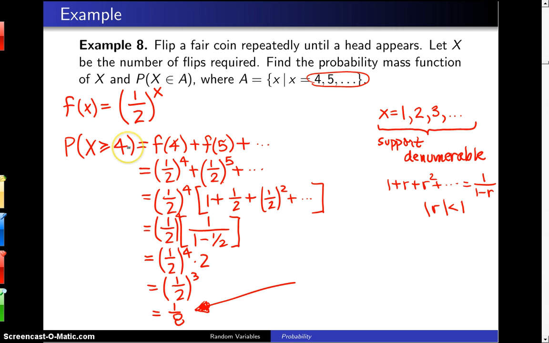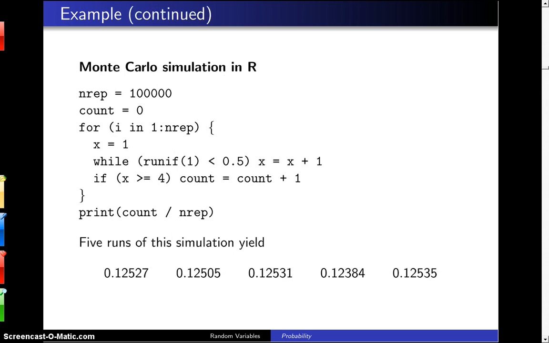If we were a little bit nervous about our calculations here on getting 1/8 as the probability of x being greater than or equal to 4, we can run a Monte Carlo simulation to check it. And here is the code. First of all, we're going to have 100,000 replications. We're going to have a counter which counts the number of times that we get an x value greater than or equal to 4, and we initialize that counter to 0.